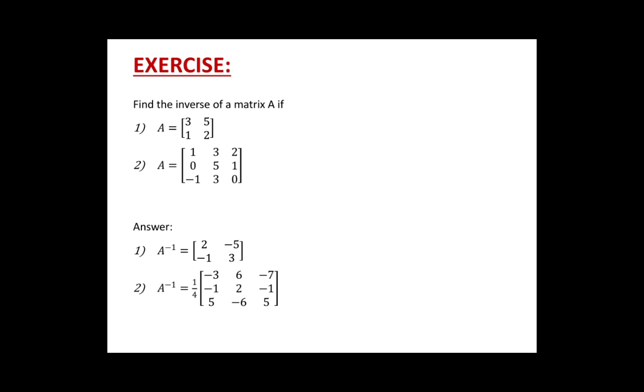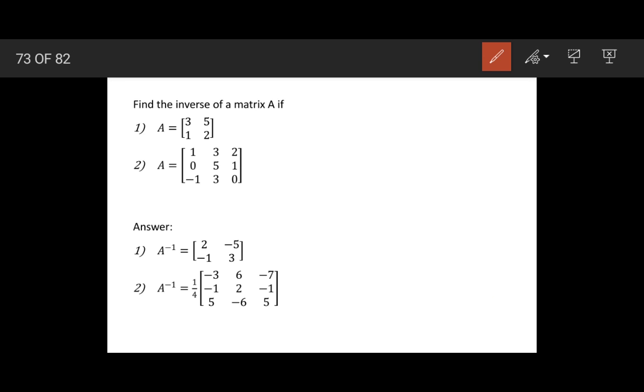So take down some exercise sums. There are 2 sums, 2 matrices. Okay, and you have to find the inverse of matrix A. Answer is already given, so just do the steps and check whether you are getting the same answer or not. Okay, matrix A, first one is 2 by 2 matrix. You have to find the A inverse, right?